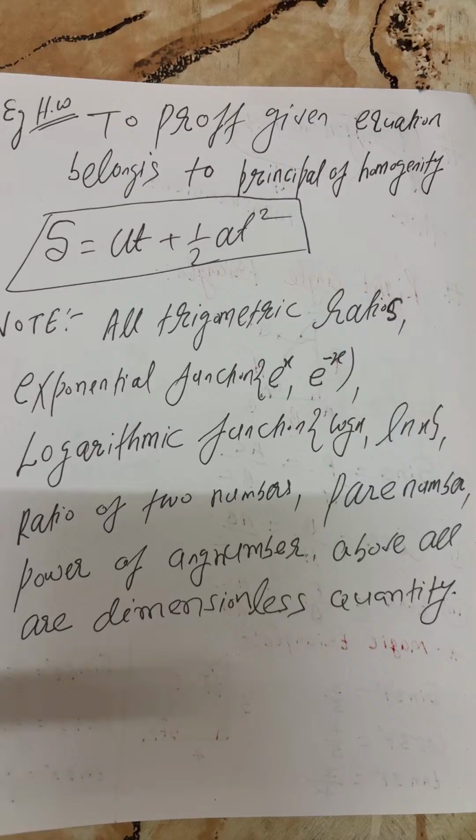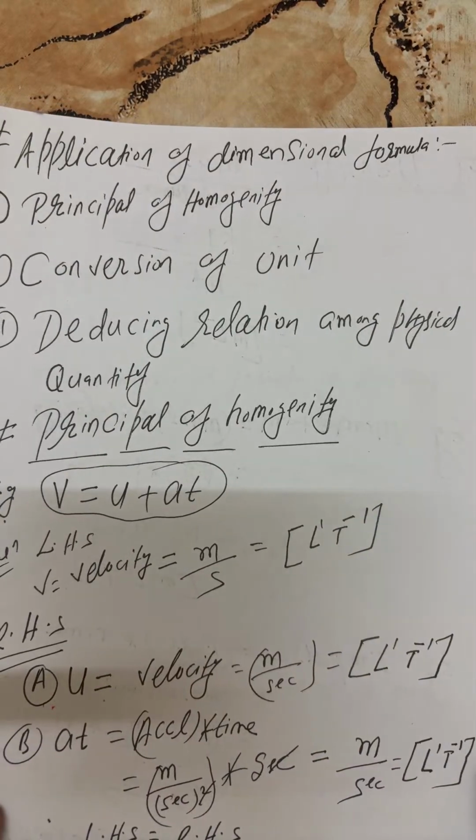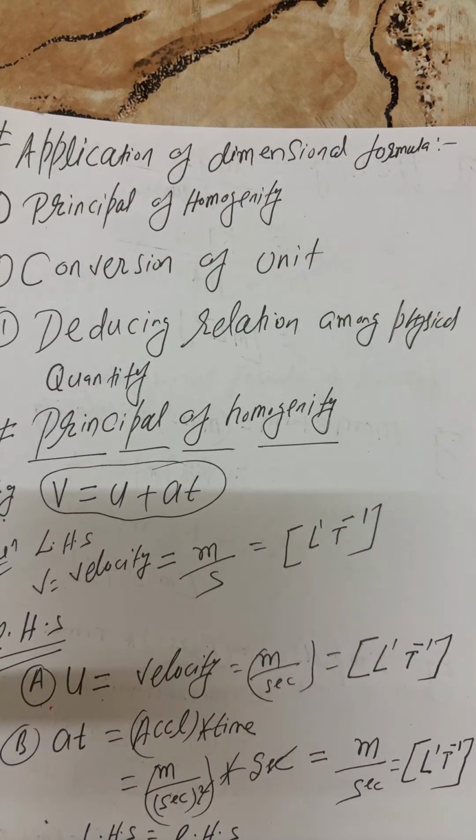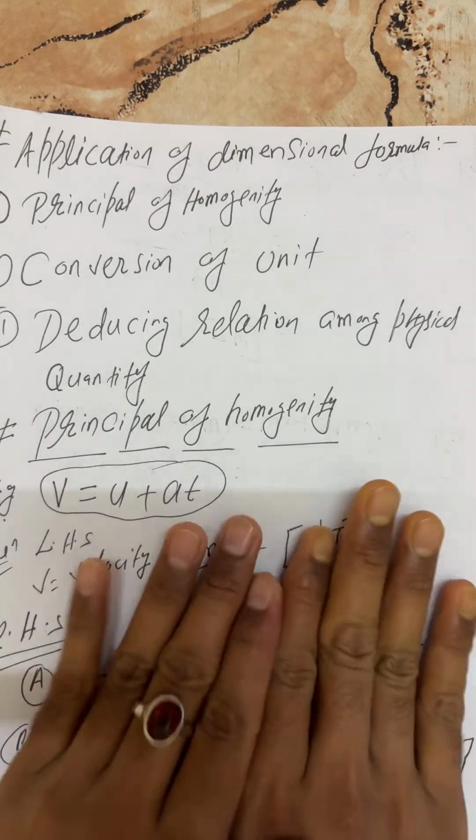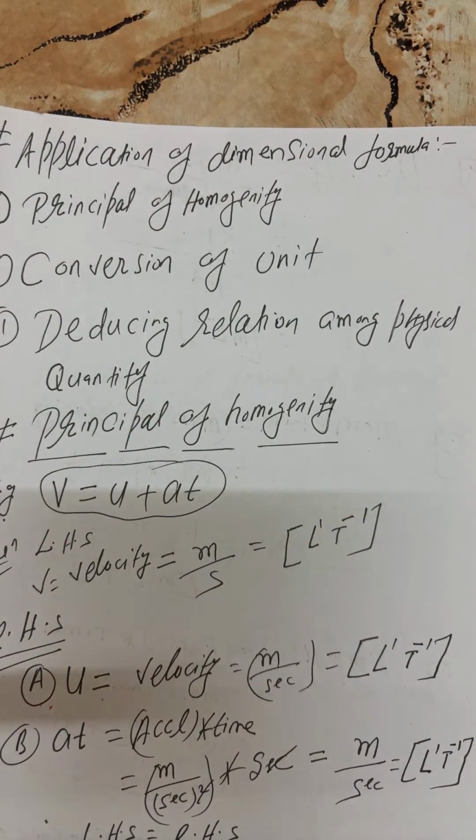So students, the application of dimensional formula can be applied for three things. First, the principle of homogeneity, which means just making a balance: LHS is equal to RHS, the units. Next, conversion of units, which I'll discuss today. And the last one is deducing relations.